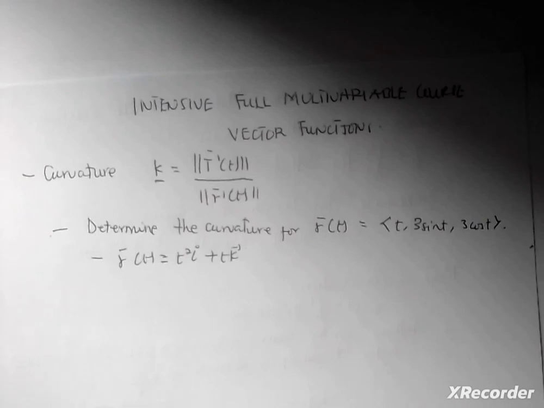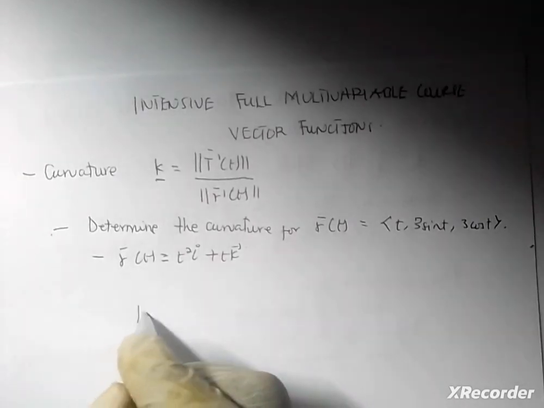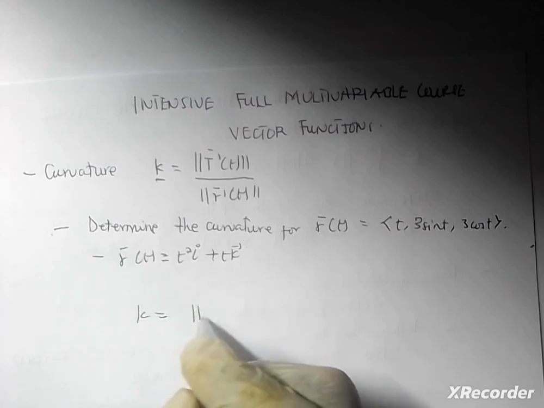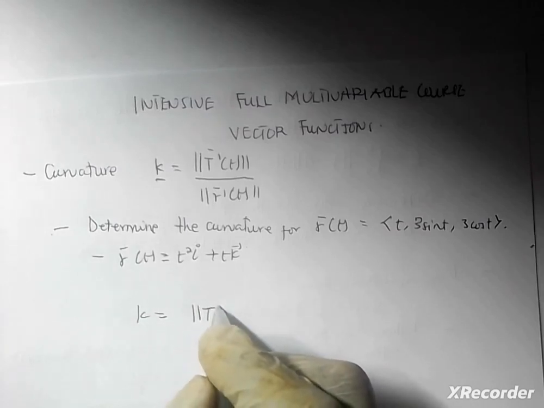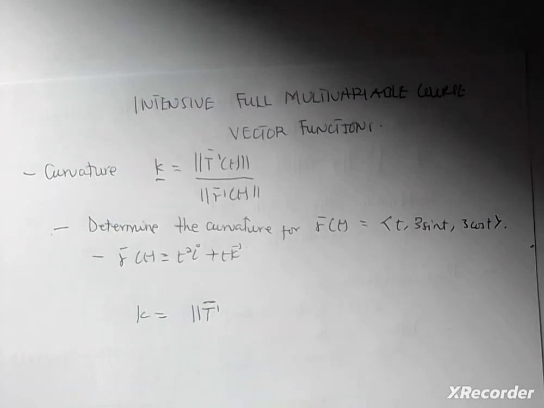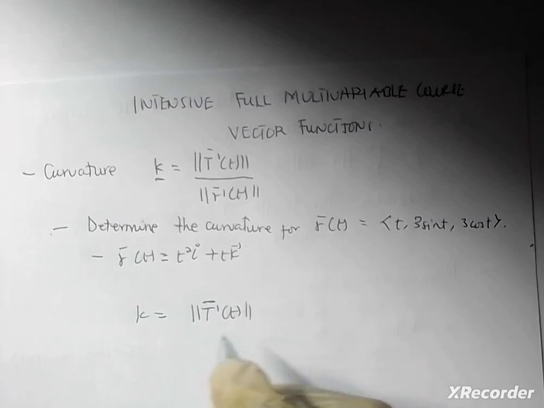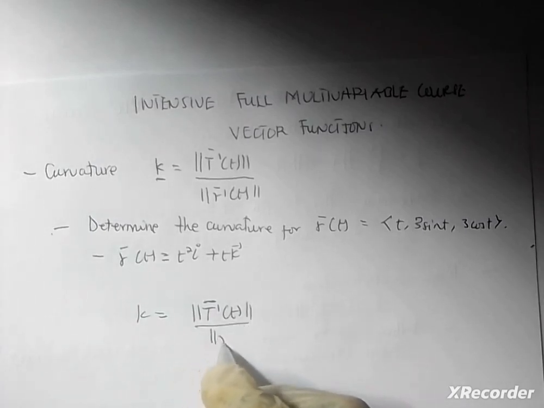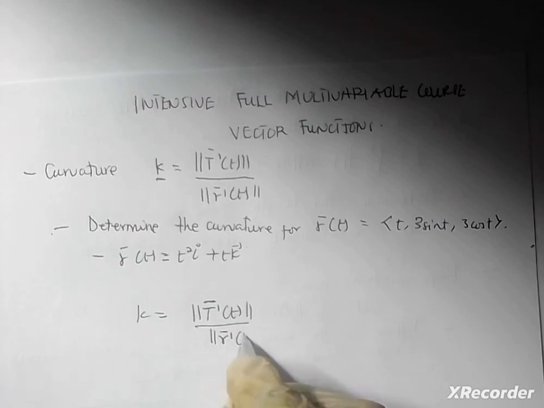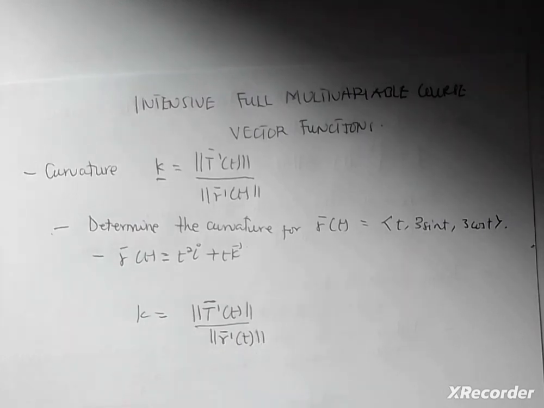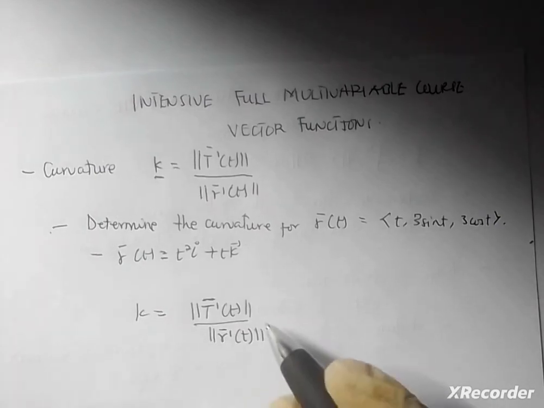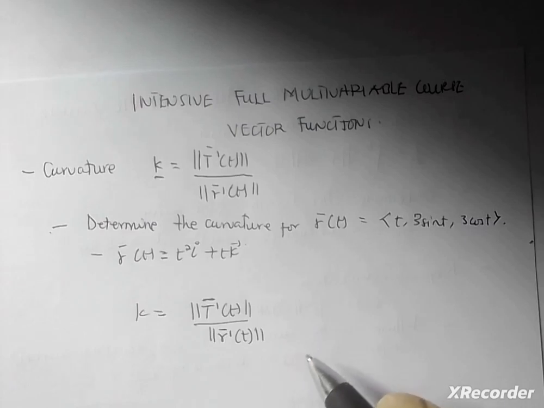In vector functions, curvature is simply given by K is equal to the length of the derivative of the tangent, which we know as the normal vector, over the length of the derivative of our vector function, which is also the tangent vector. So in a normal sense, the length of the normal vector over the tangent vector will give us the curvature.